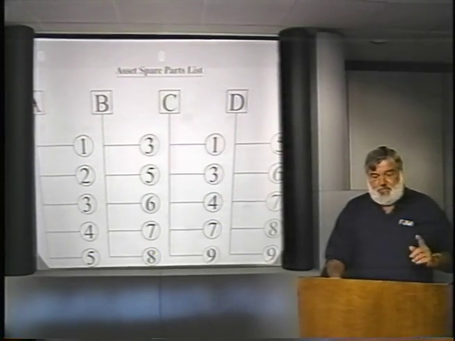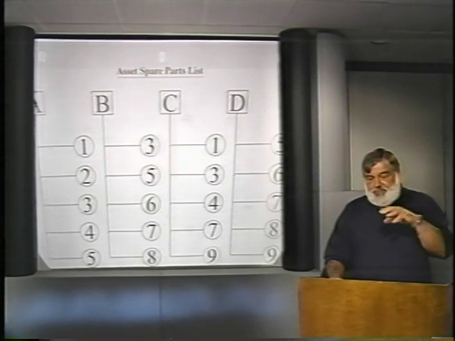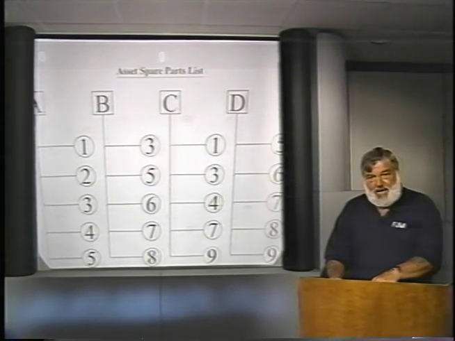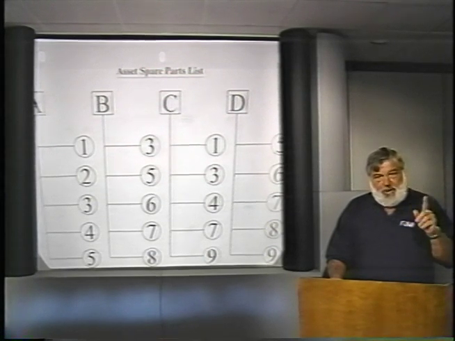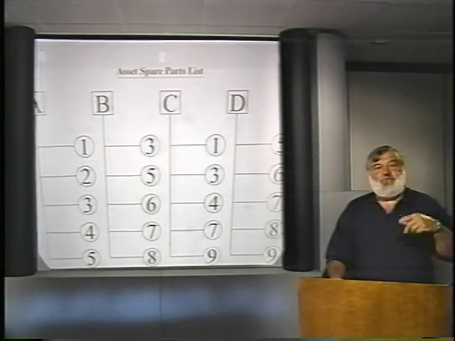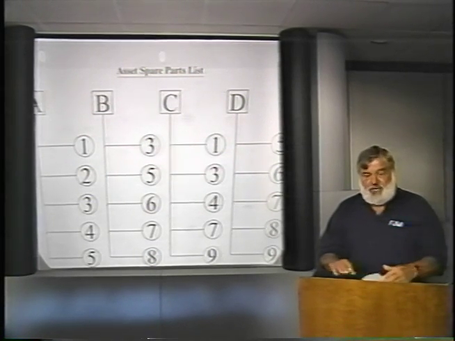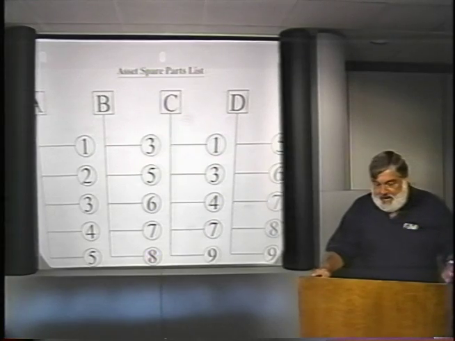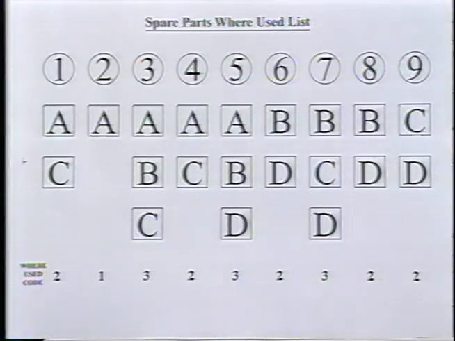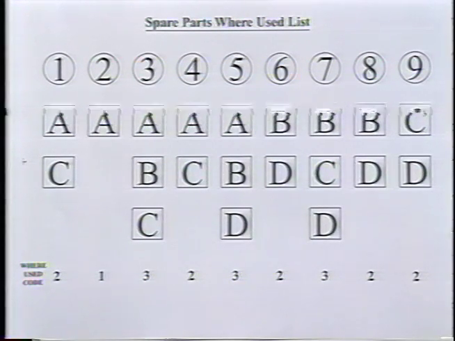Now what we're going to do is convert this document, page 2, which is the equipment spare parts list, into the spare parts equipment where used list. So if you turn to page number 3, we're showing you up on the top the bubble numbers, that is the part numbers that are all found on the previous page, part numbers 1 through 9.